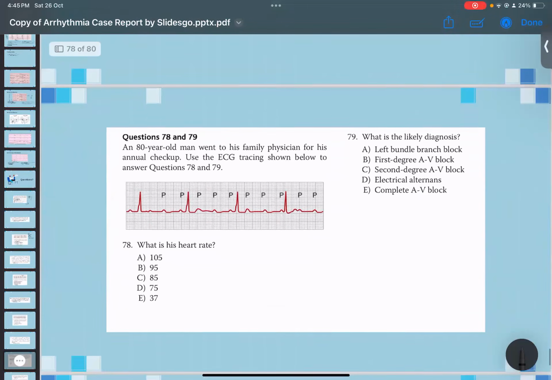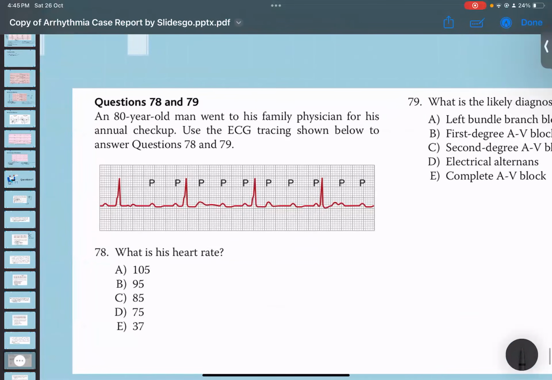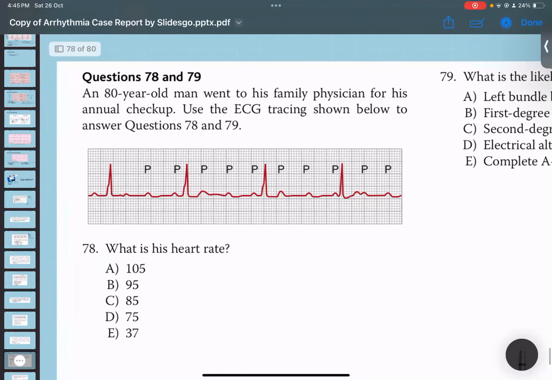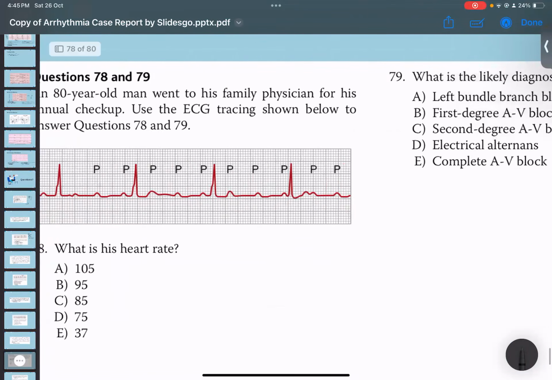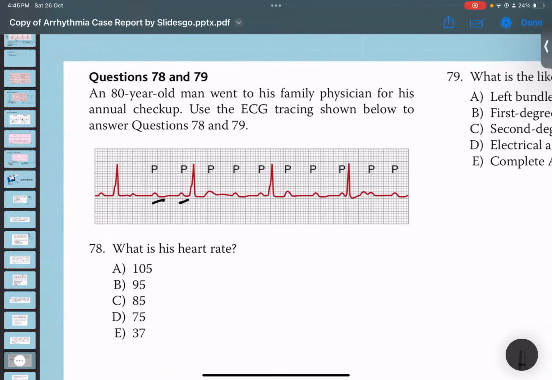Now, question number 78 and 79. Heart rate. So, okay, as you can tell, there's a P wave here, QRS complex, P wave here, P wave here, P wave here, QRS complex. Clearly, there is no association between atrial contraction and ventricular contraction. They are not associated because the P wave is not followed by a QRS complex, okay? And so this is a case of third degree AV block. And what we know is that the rhythm in the third degree AV block is going to be regular, so it's easier for you to calculate the heart rate.